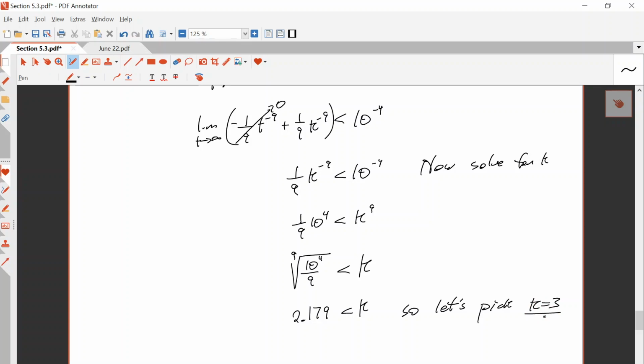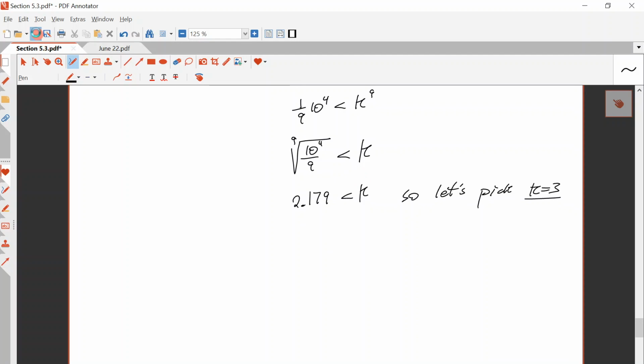So the third partial sum should give us the desired accuracy. Right? K is going to be bigger than this. So you can't pick k equal to 2, because 2 is not bigger than 2.179. You have to go up a step. You always have to round up in this case.